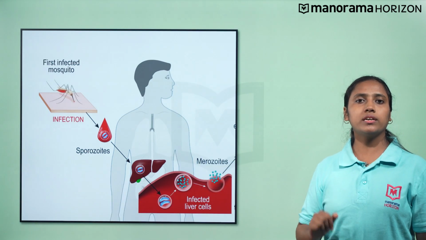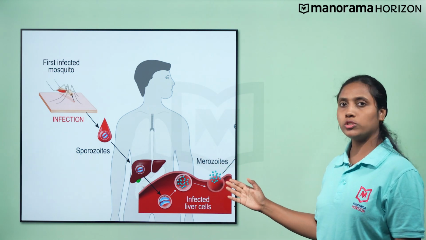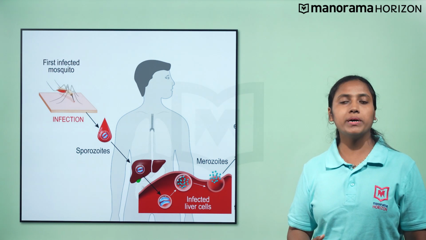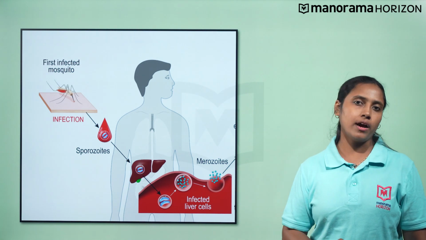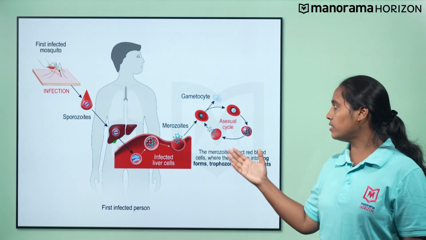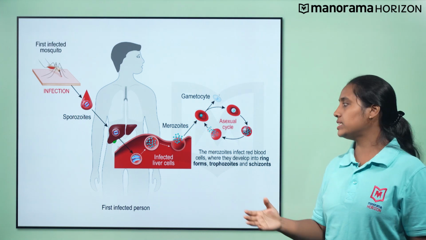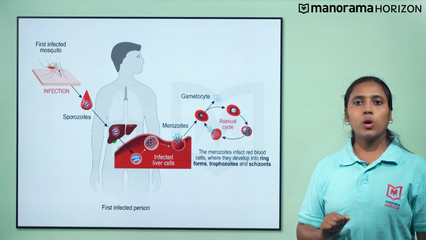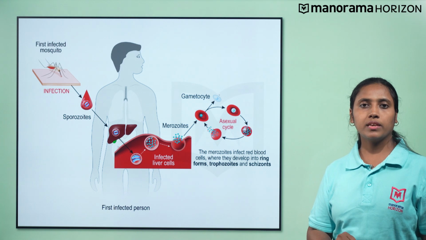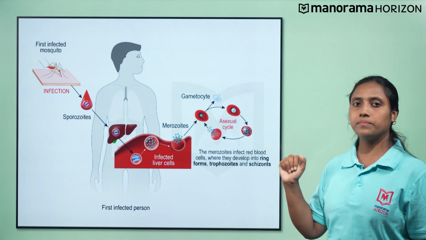Asexual reproduction occurs in the liver cells. The sporozoites produce merozoites. After multiplication, the merozoites come out, bursting the liver cell, into the blood. They enter the RBC and multiply asexually. When the RBCs burst, they release hemozoin, which causes cycles of fevers and other symptoms. In the red blood cells, the merozoites produce gametocytes.